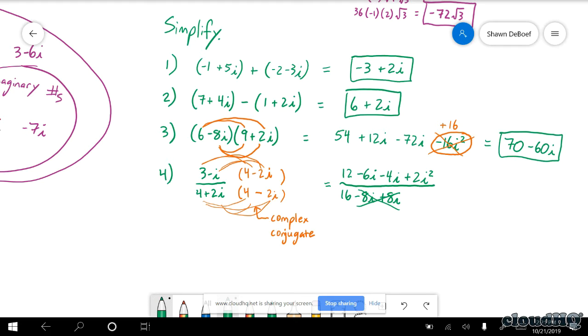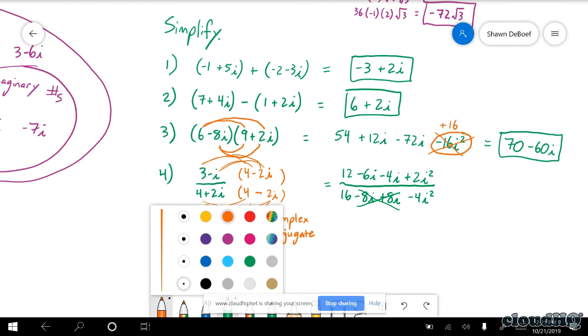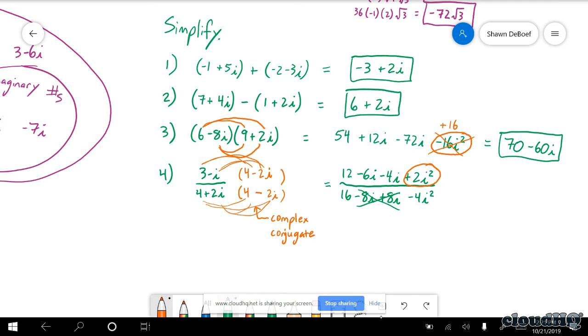Then continue, 2i times negative 2i, that's negative 4i squared. Now we need to deal with our i squareds. We know that i squared simplifies. A positive 2i squared is the same thing as minus 2. And negative 4i squared is the same thing as plus 4. Those are both true because we know i squared is equal to negative 1.